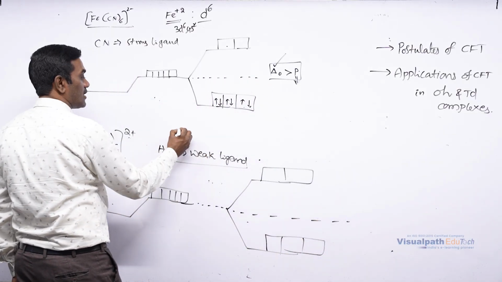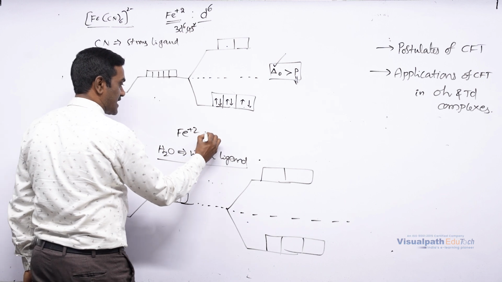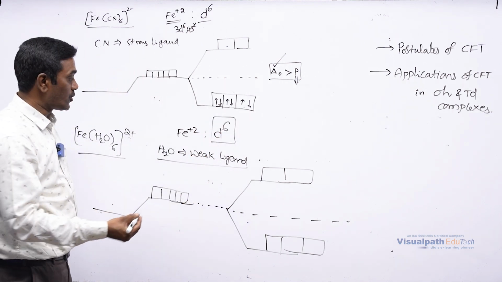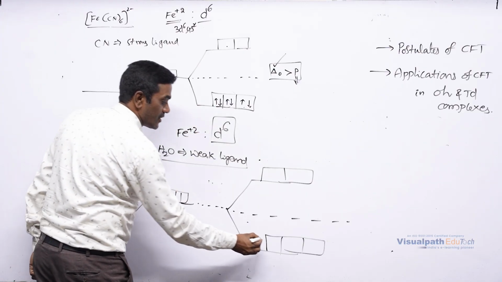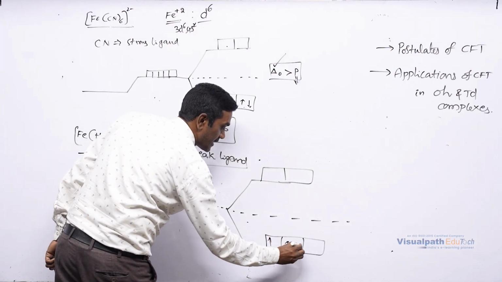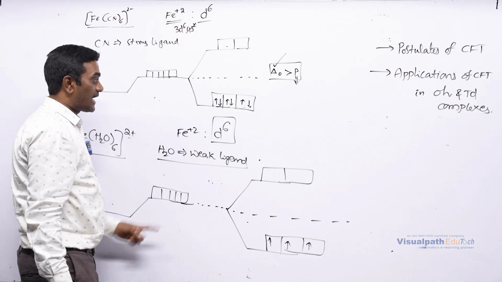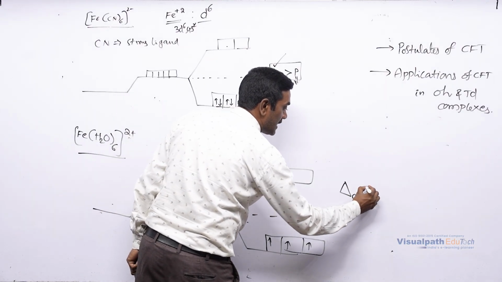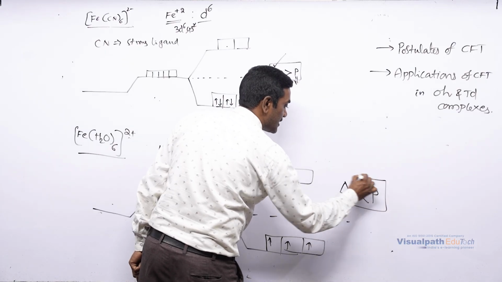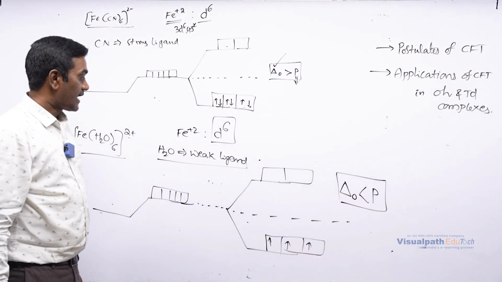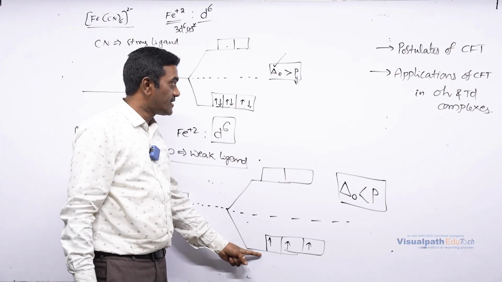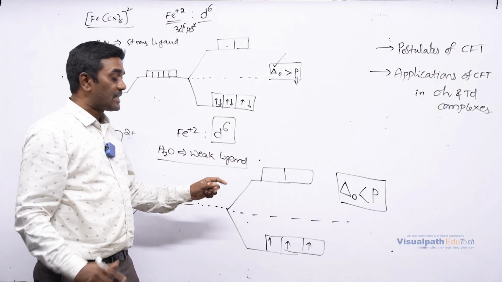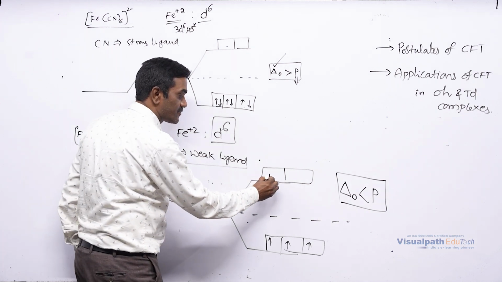Now here also Fe is in the plus 2 oxidation state, and here also there are 6 electrons only. Now how am I going to arrange these electrons here? 1, 2, 3, right? And in this case, as it is a weak ligand, the delta naught is going to be less than the pairing energy, right? And here what is going to happen? The fourth electron is going to be filled here.